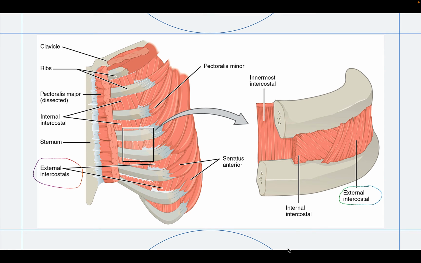Then we have our external intercostals. These are involved in breathing, helping contract your ribs and pull them away so that we can inflate our lungs with air. So external intercostals help with inspiration.